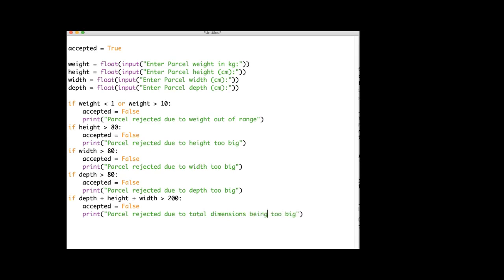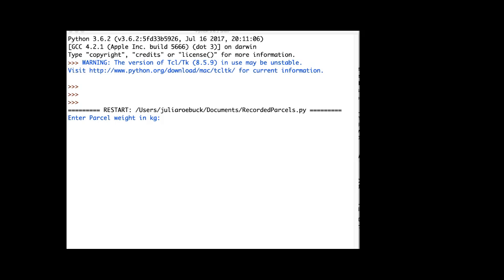Okay, so let's test that now. When we're testing this, we need to make sure that we test all of the if statements. So I'm going to do a parcel that's completely accepted. And actually that reminds me, if I do one that's accepted and put some values in to make sure that they're okay, it doesn't actually tell us that it's accepted. So I've forgotten to do that. So let's just add that in now.